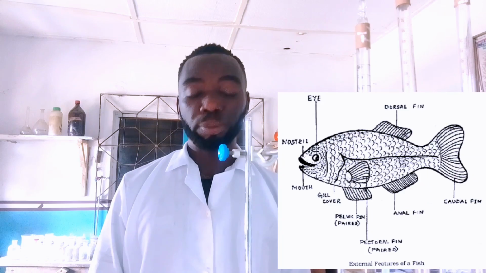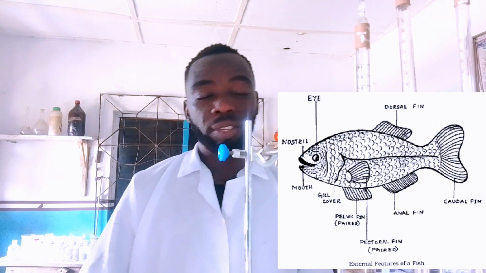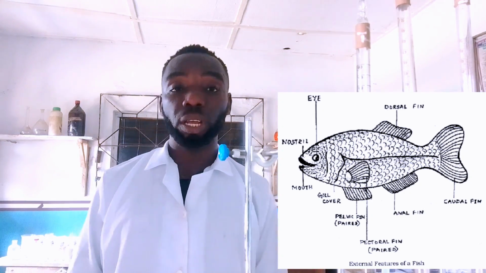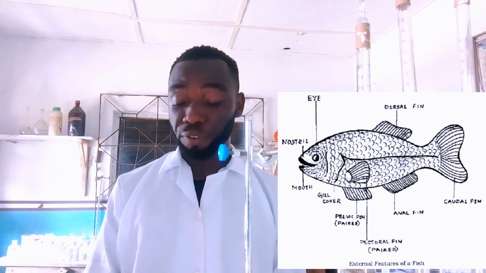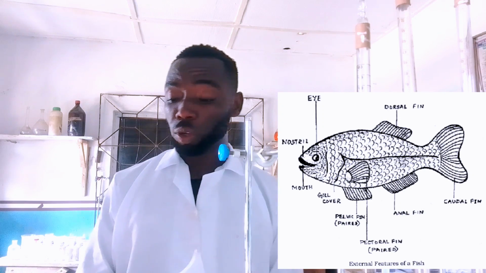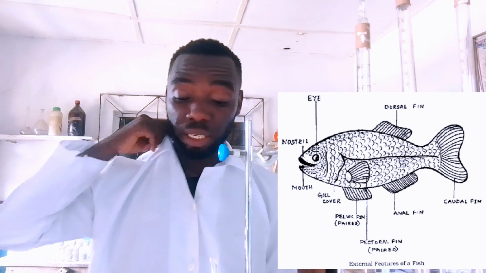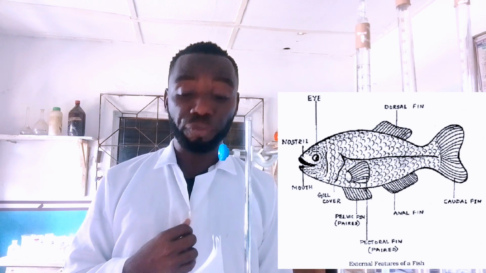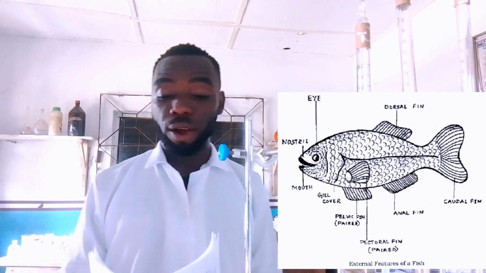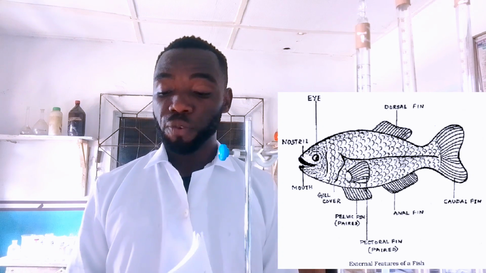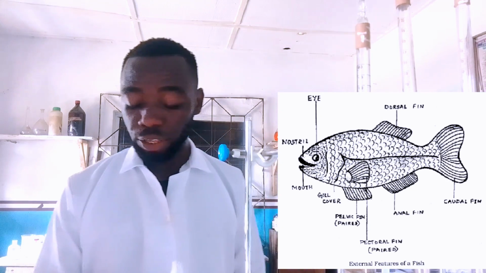Okay, so let us take a look at specimen L. Specimen L, which is tilapia. Tilapia fish, which is a fresh tilapia fish. Now, this is the drawing of a fresh tilapia fish. Now, here we have the nostrils, the eyes, the mouth, the gill cover, the pectoral fins, the pelvic fins, the anal fin, the caudal fin, and the dorsal fin, as well as the scales and the lateral line.